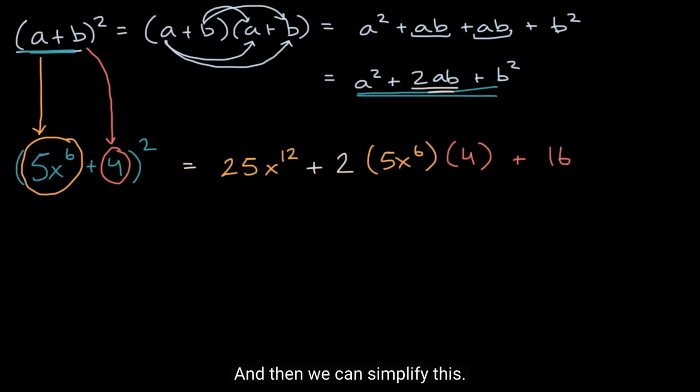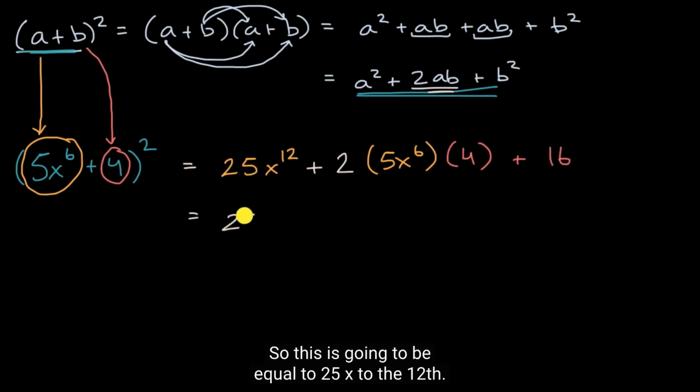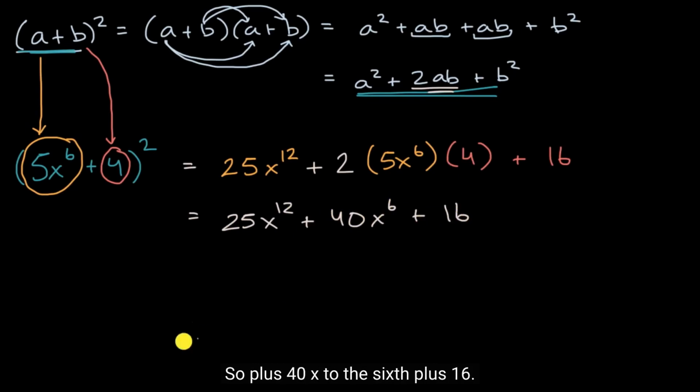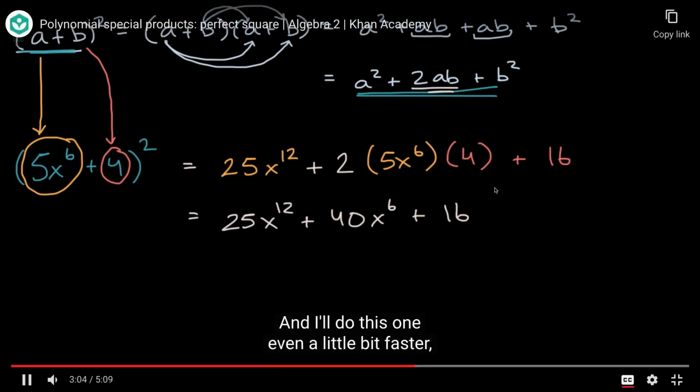And then we can simplify this. So this is going to be equal to 25x to the 12th. 2 times 5 times 4 is 40. 2 times 5 is 10, times 4 is 40. So plus 40x to the 6th plus 16. Let's do another example. And I'll do this one even a little bit faster.